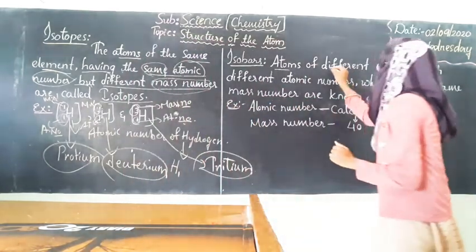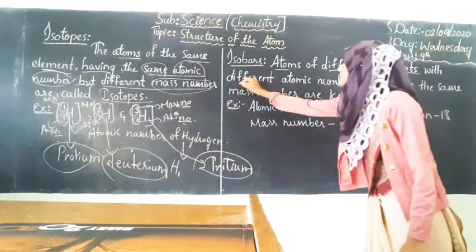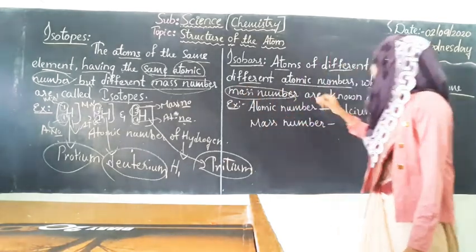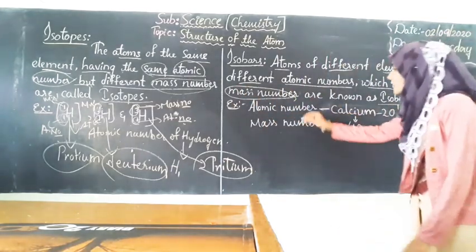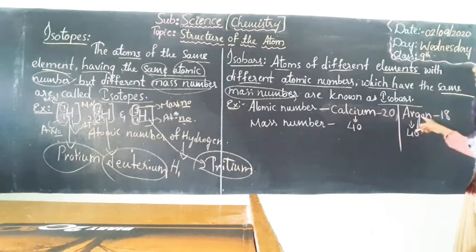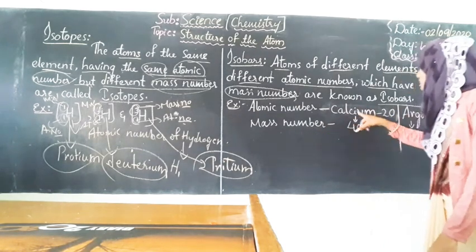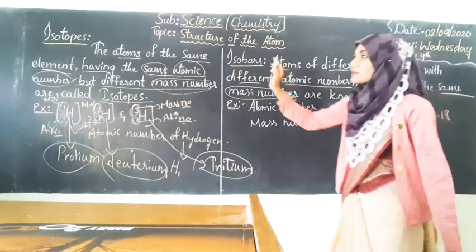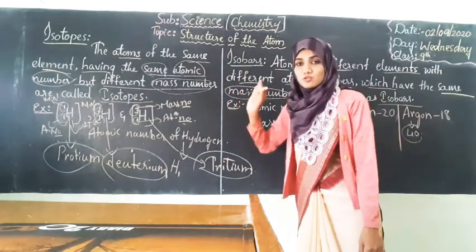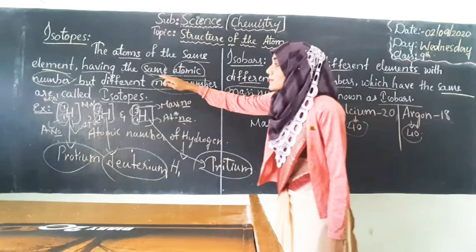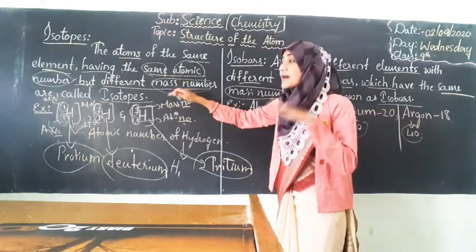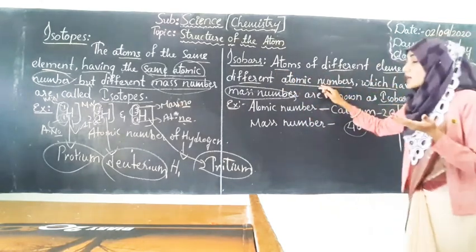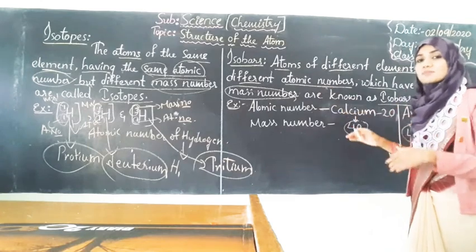Atoms of different elements with different atomic numbers which have the same mass number are known as isobars. Example: the atomic number of calcium is 20, the atomic number of argon is 18, and the mass number of both calcium and argon is 40. So isobars are the opposite of isotopes. In isotopes the atomic number is the same but the atomic mass number is different. But here it's the opposite.